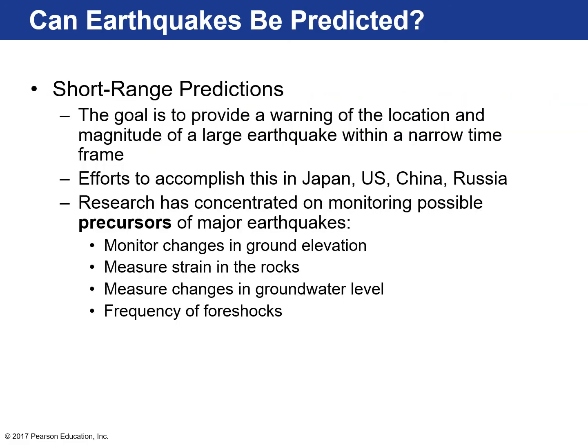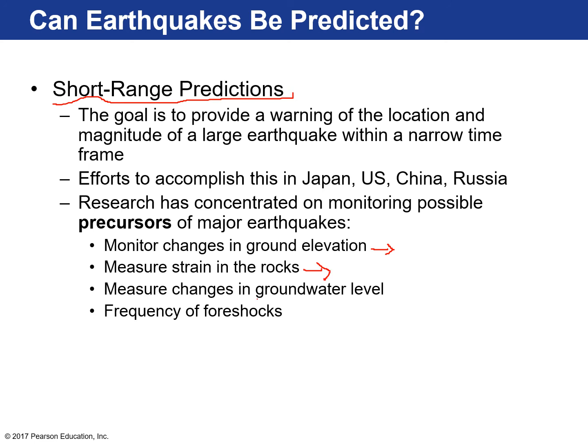Okay, so how can we predict earthquakes? Well, the answer is we really can't. Short-range predictions, meaning like, hey, tomorrow's forecast is earthquake. No, we can't do that. It's impossible to know exactly when an earthquake's going to hit. They kind of always come as a surprise, but what we can do is measure the changes in ground elevation. Remember, when stress is built up, it causes the land to uplift. You can measure that directly, and if there's more stress, more uplift, that means an earthquake is more likely to occur. You can measure the strain in rocks.